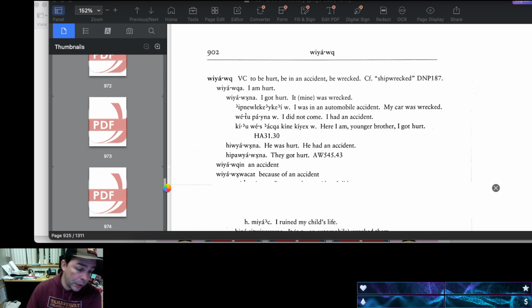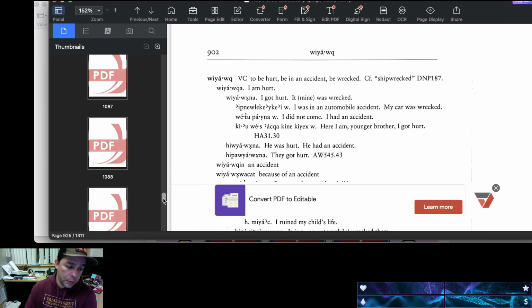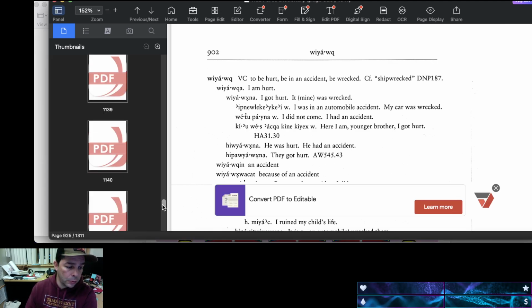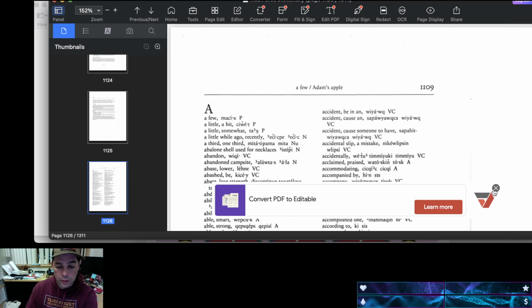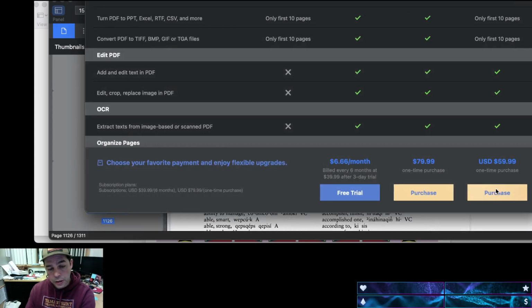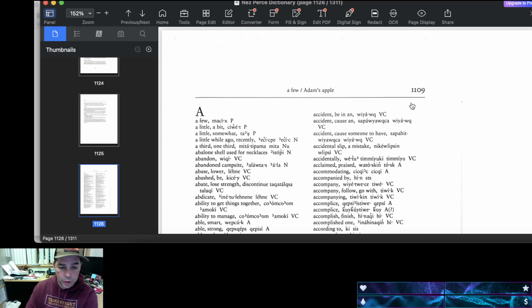The first 25 pages of the dictionary are the introduction, so it tells you about the Nez Perce language in general, talks about who the informants are, the people who helped provide the content, master speakers. It tells you about the pronunciation system, everything that you want to know in the front. So that's the first 25 pages. When we look at this, it's page 1109, but it's 1126 over here.